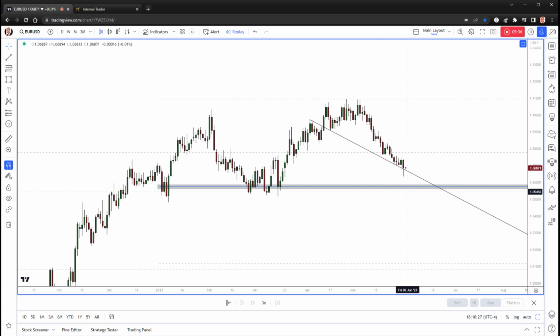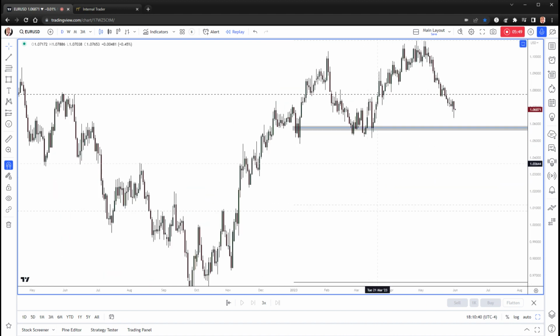So I'm still expecting the euro to get down here into 1.06 and 1.0550. Somewhere in this zone is where I'm looking to take profit. Now, a couple of things I'm looking at.